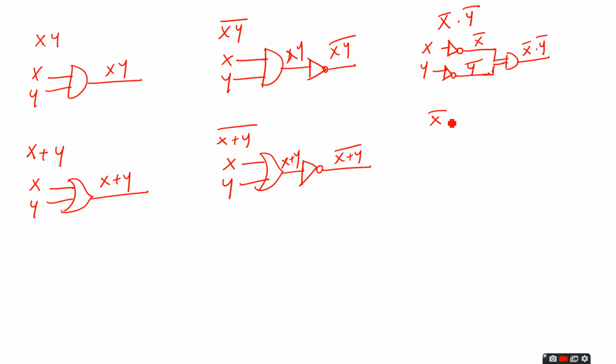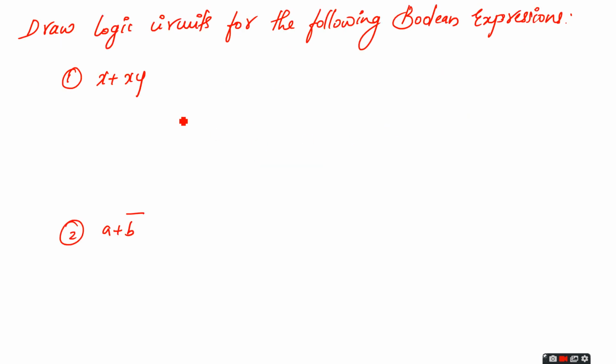In the same way, X complement plus Y complement. Pass X separately through a NOT gate, we'll get X complement. Y separately through a NOT gate, we will get Y complement. Then we will pass it through an OR gate, we will get X complement plus Y complement. Now, based on this, we can start learning how to draw logic circuits for Boolean expressions. So first, draw logic circuits for the following Boolean expressions.